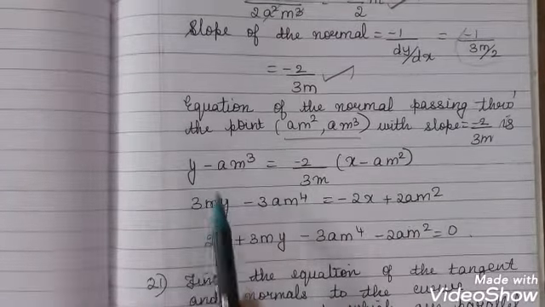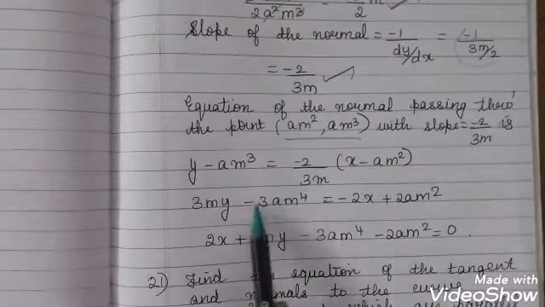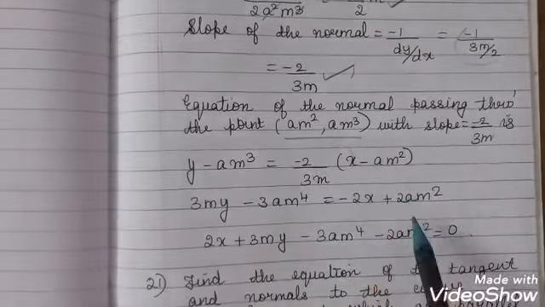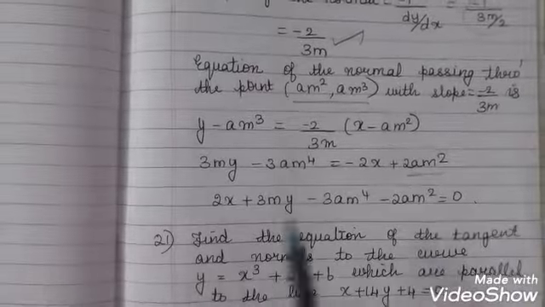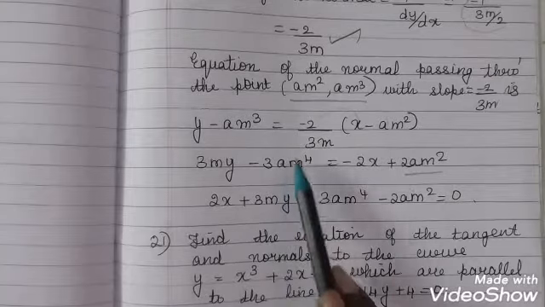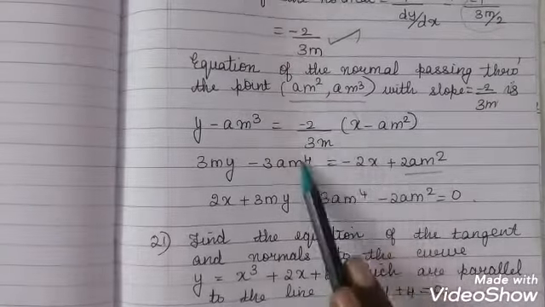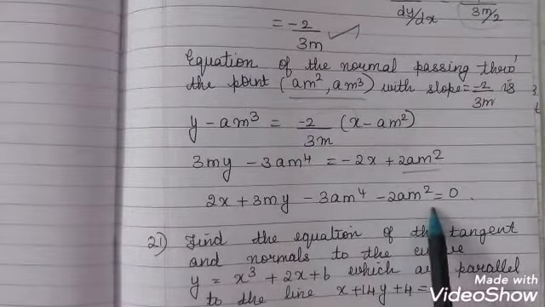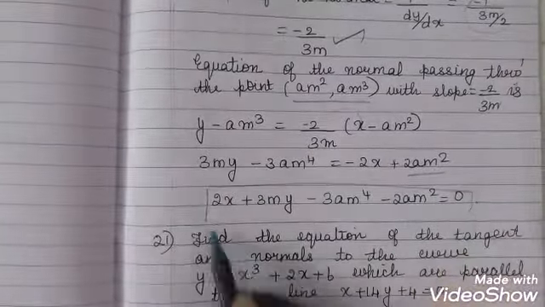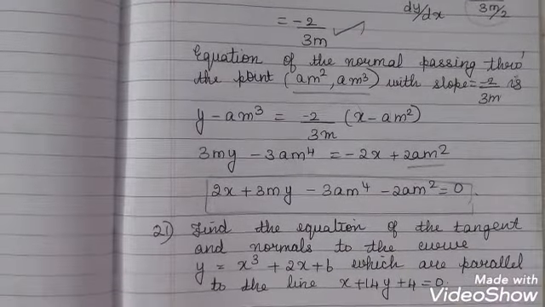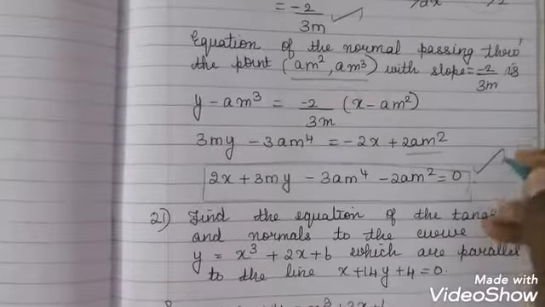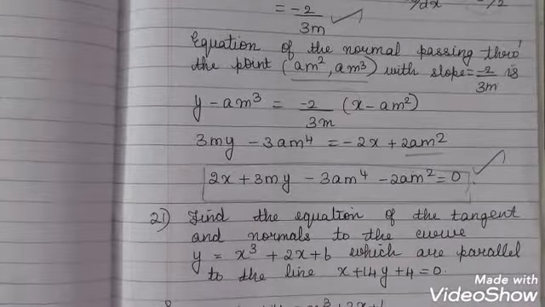Now cross multiply this, what will you get? 3my − 3am⁴ = −2x, minus into minus will give me plus 2am². Now when I take it to the other side, what will you get? 2x + 3my − 3am⁴ − 2am² = 0. So this is your equation of the normal at the point given there, for the curve ay² = x³. You understood here? So it's another important question. Okay, here the 20th one.